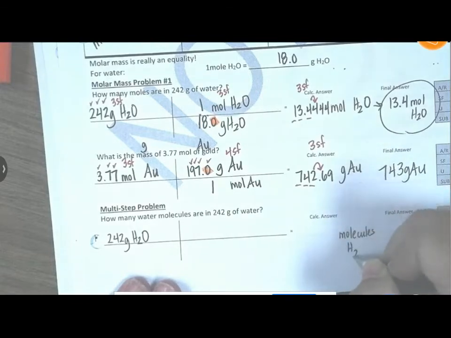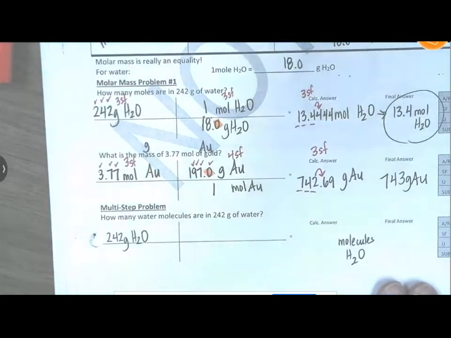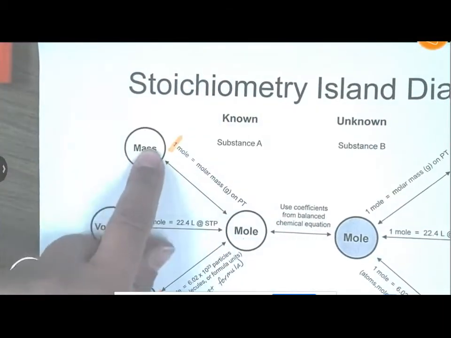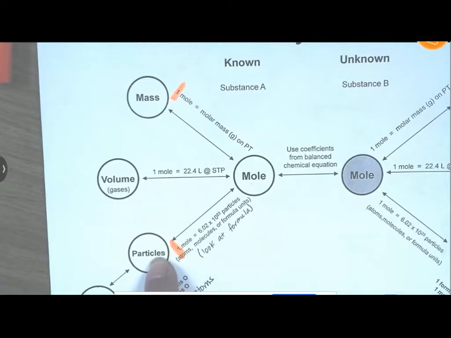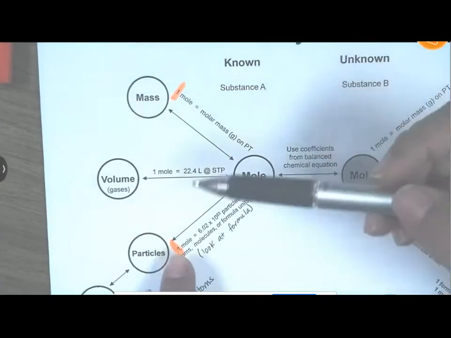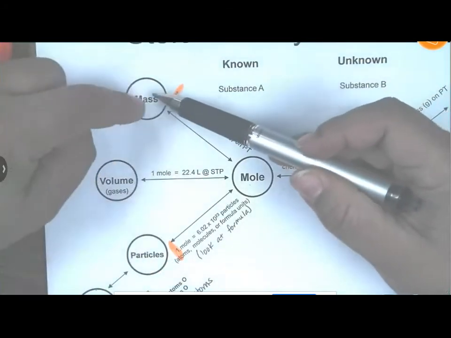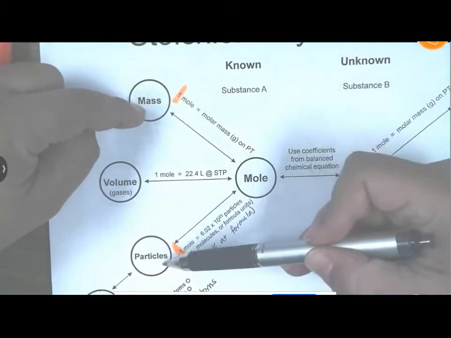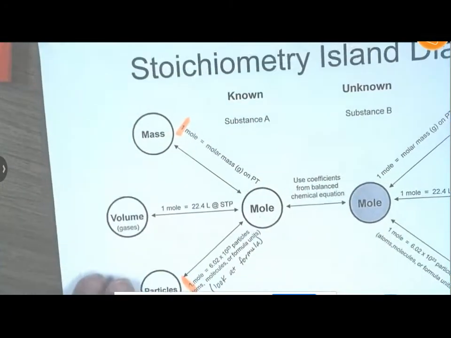So I'm going to use my stoichiometry island diagram. But I'm starting at grams, and I want to go to molecules. So I'm at mass, and I want to go to particles because that's what molecules are. So what you should understand by looking at this stoichiometry island diagram is that I have to go from mass to moles first. That's 1 step. And then from moles to particles, that's Avogadro's number. That's 2. So I have 2 steps in this problem.